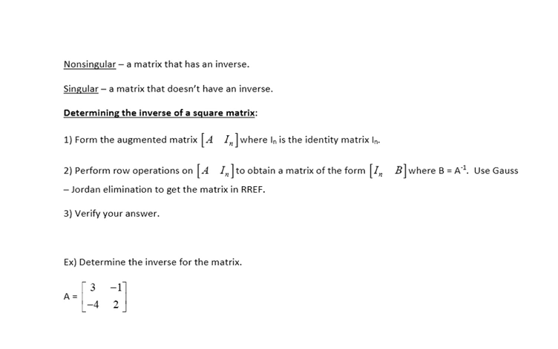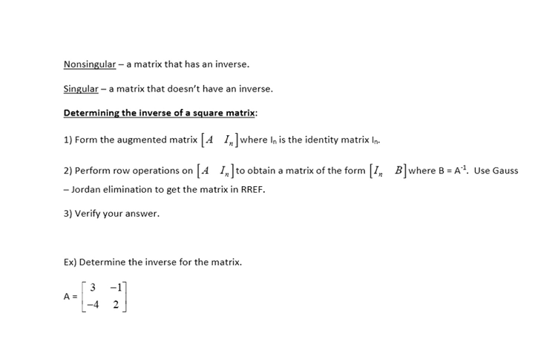To determine the inverse of a square matrix, we're going to form the augmented matrix A and I of n, where that is the identity matrix. We're going to perform row operations on this matrix to get the identity on the left-hand side and a new matrix B on the right. That B is going to represent the inverse of matrix A. We're going to use Gauss-Jordan elimination to get the matrix in RREF, and then we're going to verify our answer.